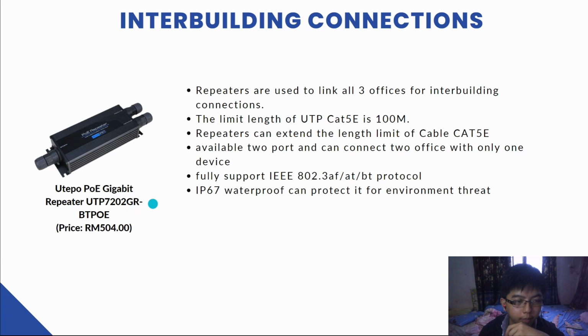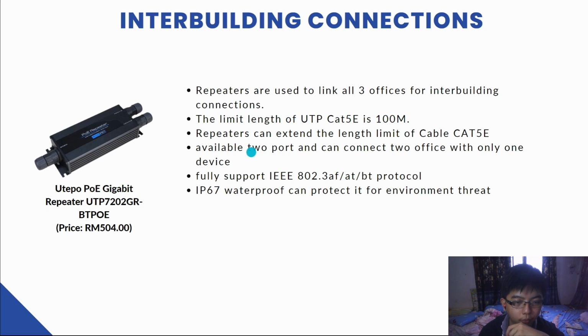The UDP7202R is a repeater that can relay a 100 megabits per second Ethernet signal for an extra 100 meters further. With this repeater, the limitation of Ethernet cable is extended to 200 meters. And let's introduce the other features of the device.